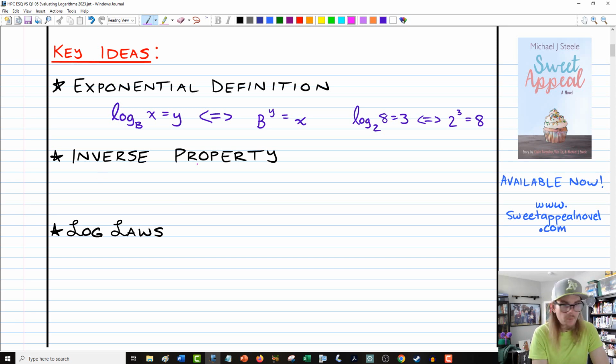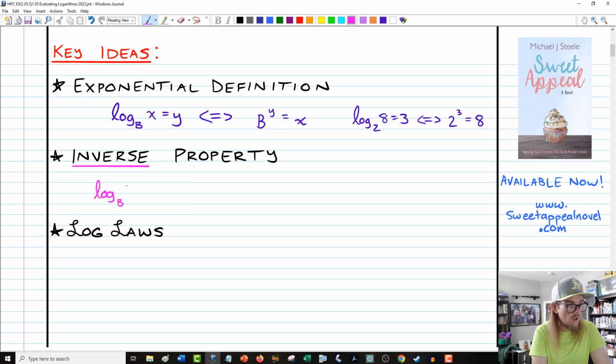It is a property, meaning that it's true for logarithms, but in particular, it's the inverse property. It's basically a way to recognize that exponentials and logs are inverse to one another, how they undo one another when they're put into place. So the place you're going to see it most often on this ESQ model is in this form.